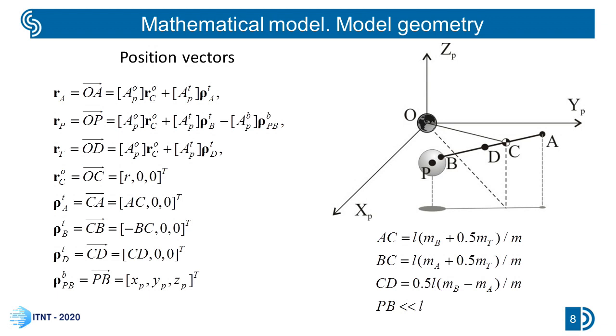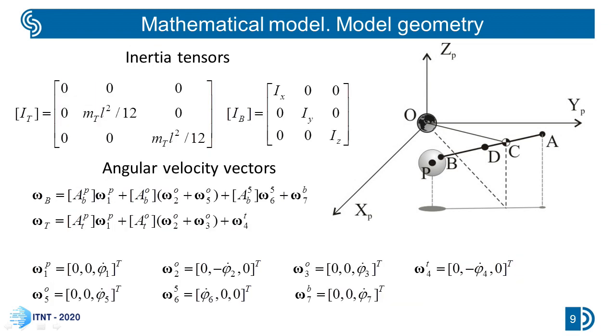Here you can see matrix expressions for calculating position vectors of the system's points and their coordinates in various reference frames. The reference frame in which the coordinates of the vector are specified is indicated by the superscript. The absence of a superscript denotes the inertial coordinate system.